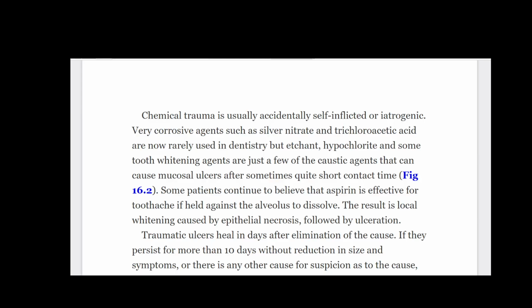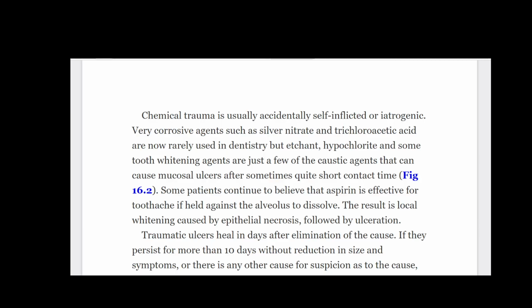Very corrosive agents such as silver nitrate and trichloroacetic acid are now rarely used in dentistry, but etchant, hypochlorite and some tooth whitening agents are just a few of the caustic agents that can cause mucosal ulcers after sometimes quite short contact time, Fig. 16.2. Some patients continue to believe that aspirin is effective for toothache if held against the alveolus to dissolve. The result is local whitening caused by epithelial necrosis, followed by ulceration.